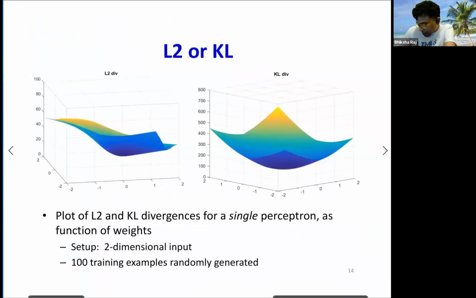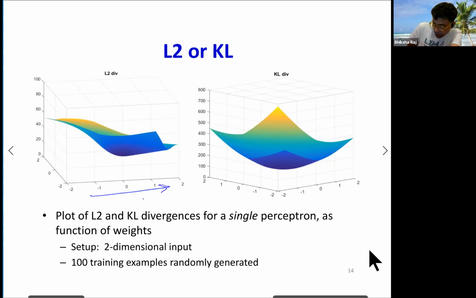And what you observe over here is, in this case, what I did was to generate randomly drawn positive and negative samples from a binary classification problem, and then computed the KL and the L2 divergence for these training data as a function of the two parameters. And here's what you observe, right? Earlier you saw that as a function of the output of the network, both divergences were convex. But as functions of the parameters of the network, the behaviors are entirely different.